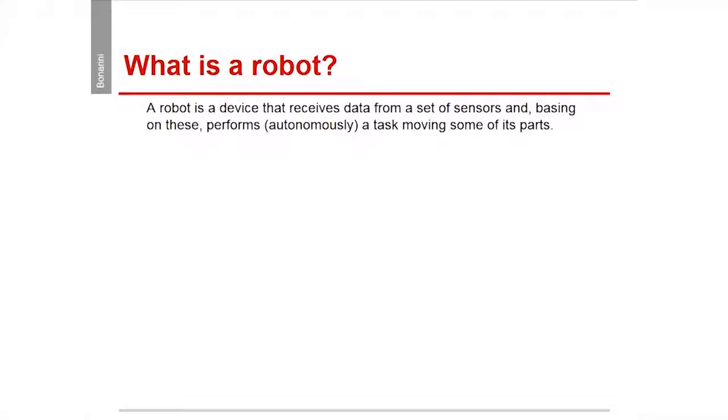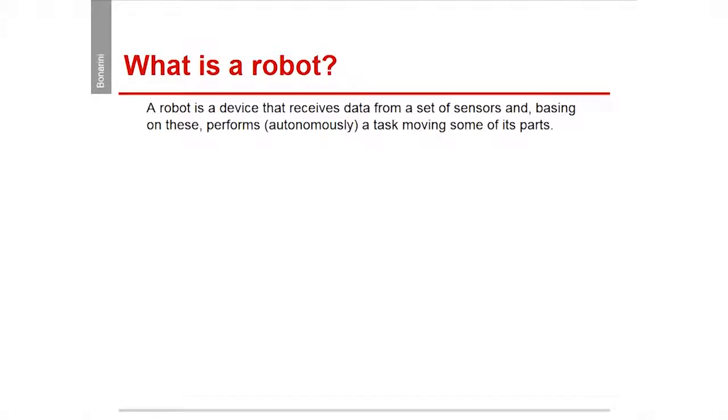So first of all, what is a robot? A robot is a device, so it's something that is mechanical, electronical, things like that, that has sensors, so receives data from sensors, so gets some information from the external world, and based on this information performs a task, moving something. So it's something relevant, the fact that there are motors and we have to move something.